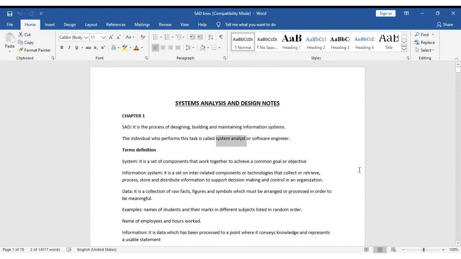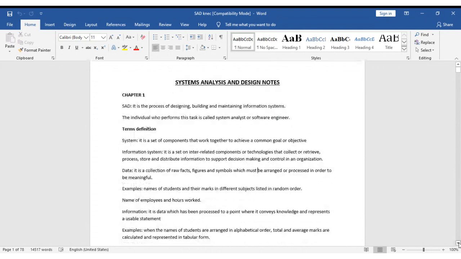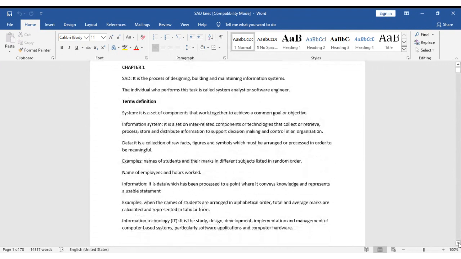We are going to define some terms. What is a system? A system is a set of components that work together to achieve a common goal or objective. For example, a car is a system. You find it has an engine, it has brakes, it has wheels. All this makes it a complete system.